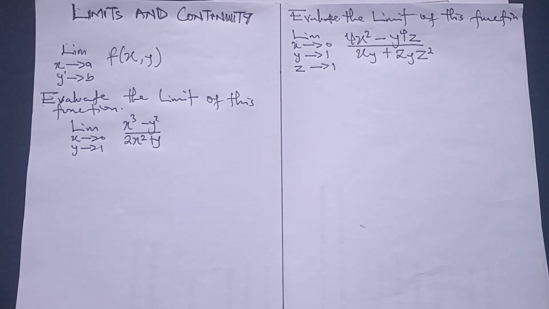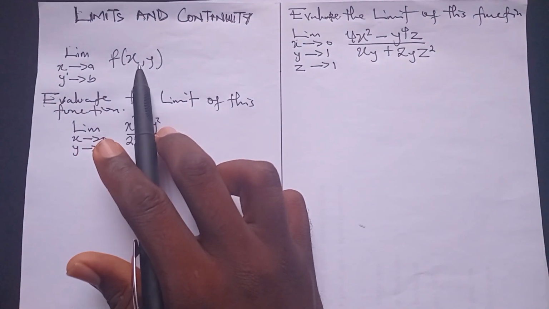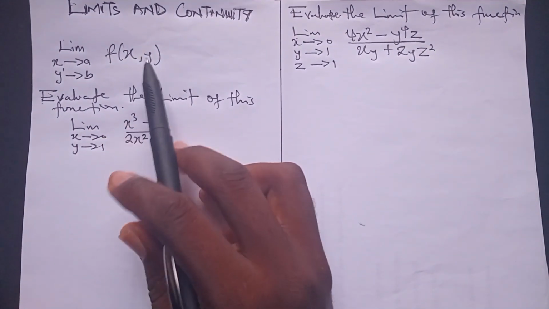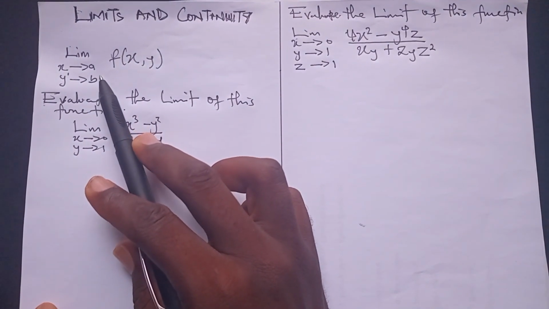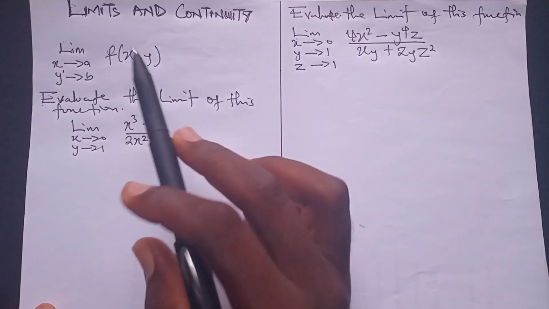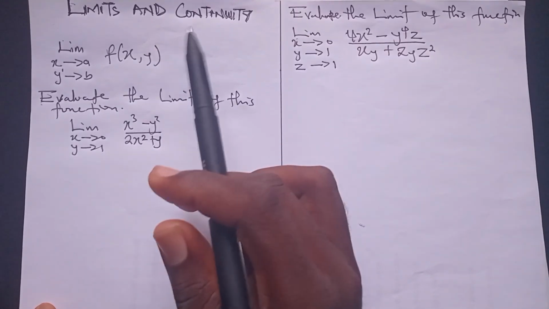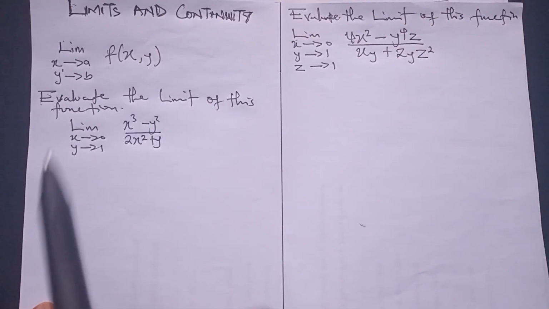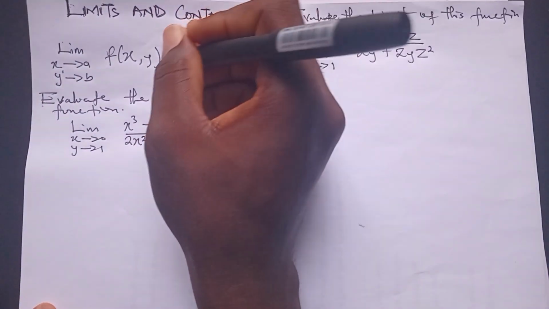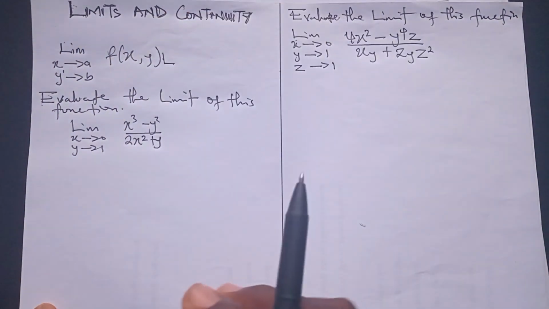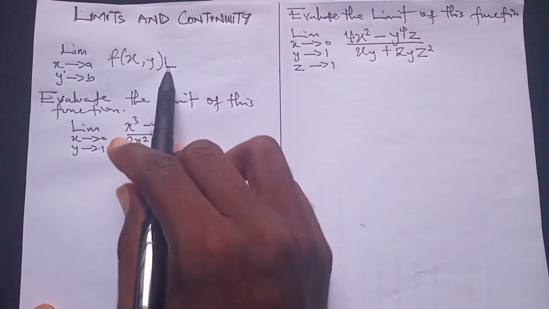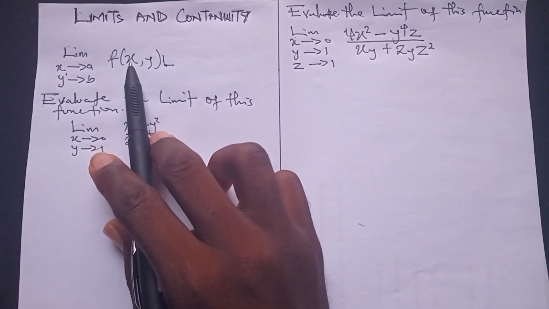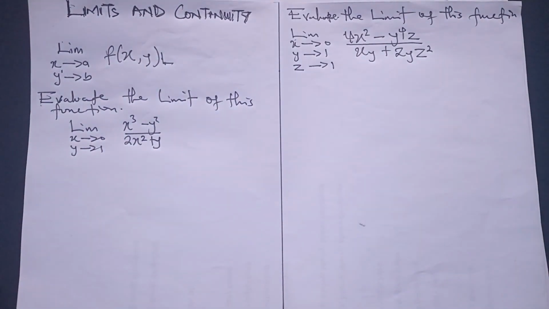Let f of x, y be a function of two variables. If x approaches a and y approaches b, as f of x, y approaches a number L, f of x, y approaches what? A number L. Then L is called the limit of the function f of x, y.